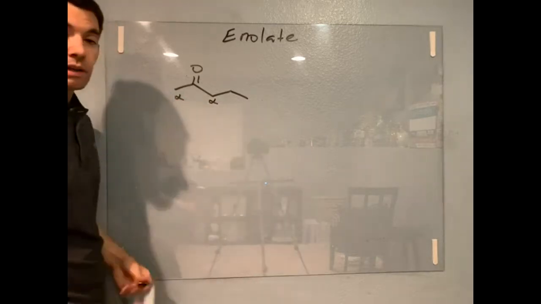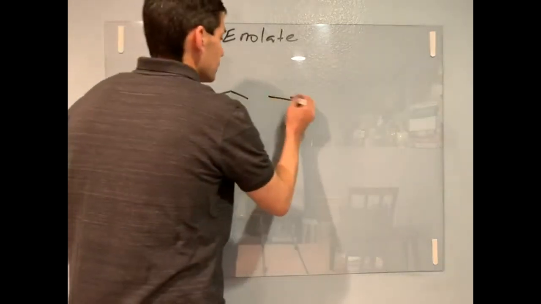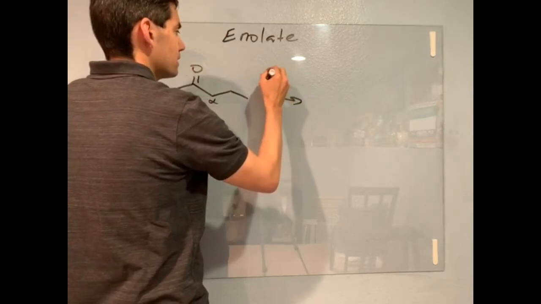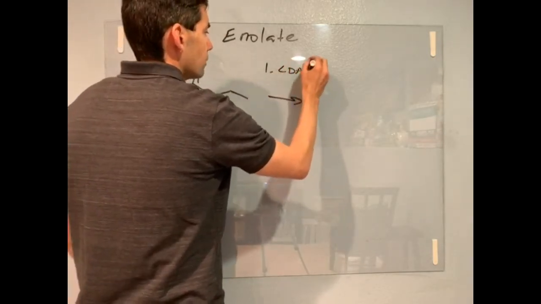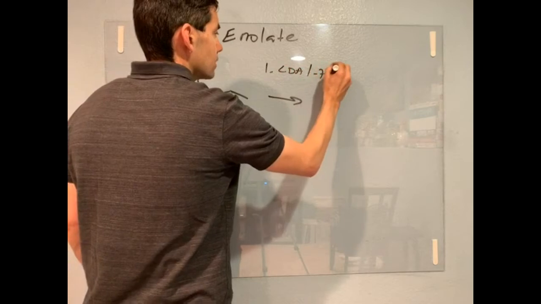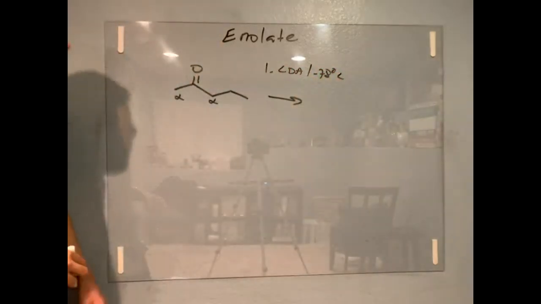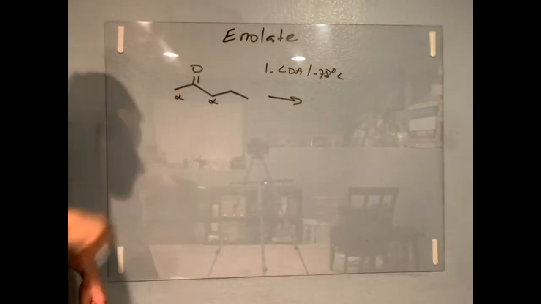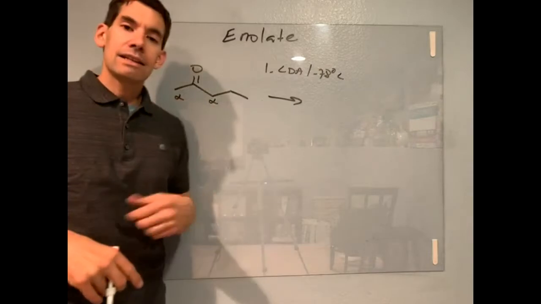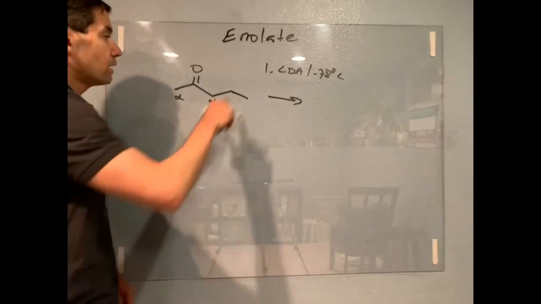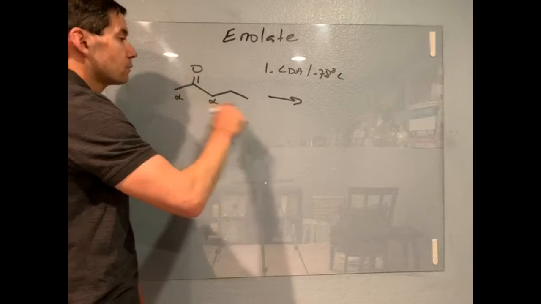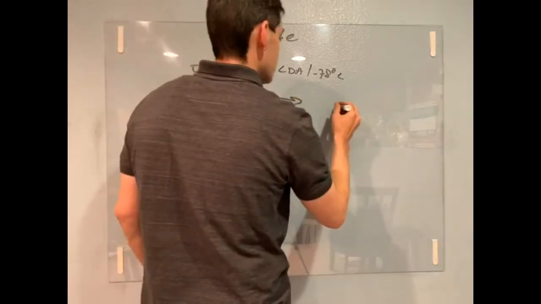So let's first start with our kinetic version. We use our kinetic one. Remember what we use for our base here? We're going to use LDA at what temperature? Minus 78 degrees Celsius. And that's going to make sure that we form this kinetic enolate. Also, it's going to make sure that that enolate doesn't move. It's going to be frozen there. So under these conditions with our LDA, we're going to end up making what?